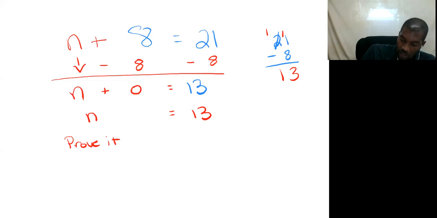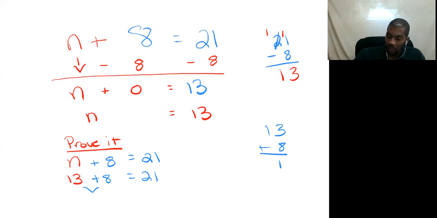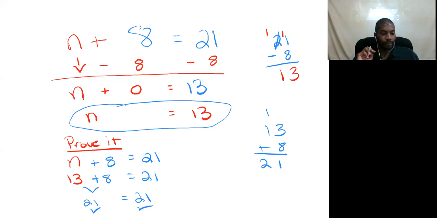So let's prove that. How do I prove it? All I need to simply do is rewrite the original equation. N plus 8 is equal to 21. Substitute what I know about n, which is 13 now. Does 13 plus 8 equal 21? Well, let's see. 13 plus 8, 8 and 3 is 11, carry the 1, 21, there you go. 21 equals 21. It checks out, it works. Therefore, we know for a fact that n equals 13.